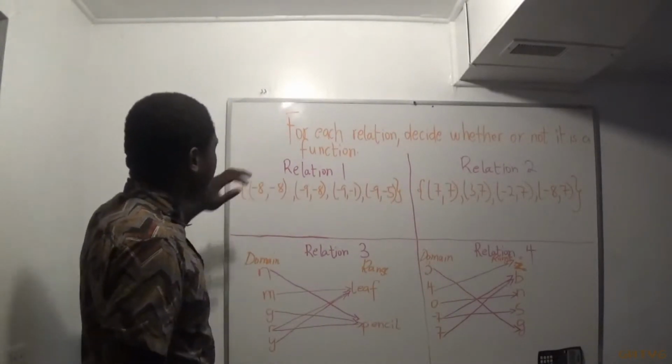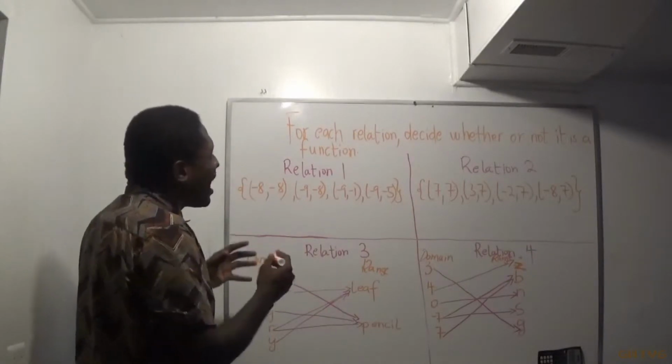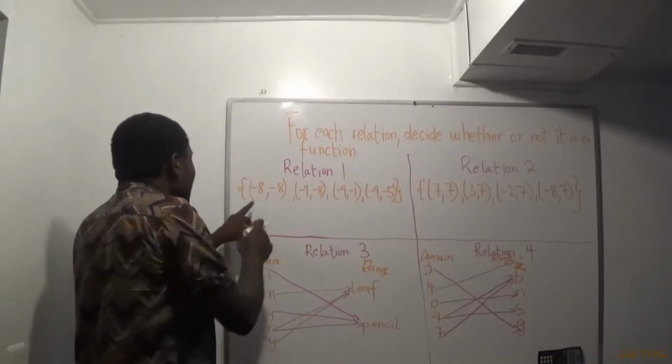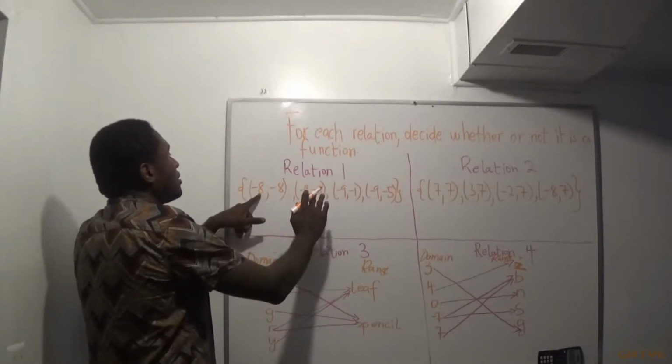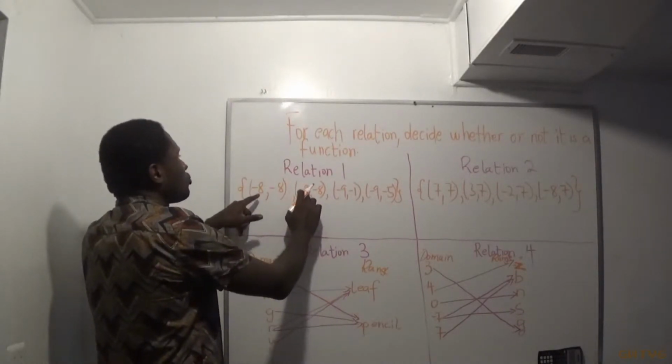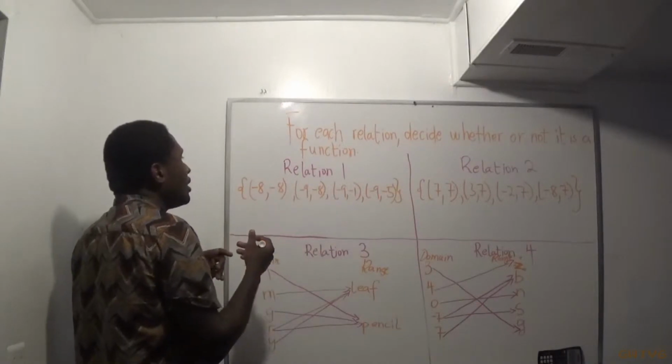For each relation, decide whether or not it is a function. So number one, for me to say that a relation is a function, the x values should be used once. If I see 2 or more, then it's not a function.